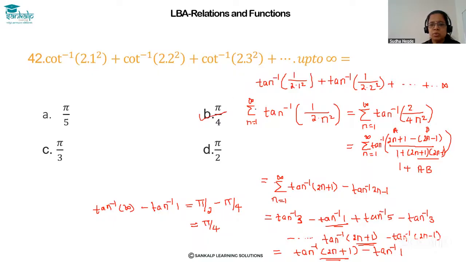Okay. So, in this question, the main step, you convert cot into tan, then generalize it. Okay. And put it in the form tan inverse A minus tan inverse B form, then it's very easy. Very easily you can solve this question by using this trick. Okay. So the answer is option B, pi by 4. Thank you.